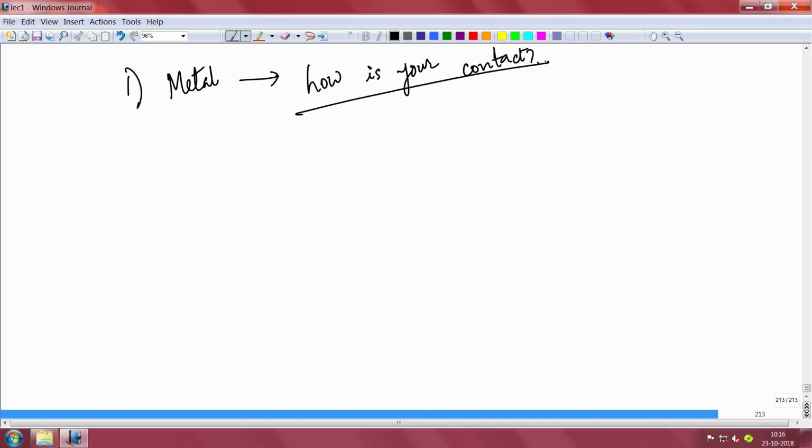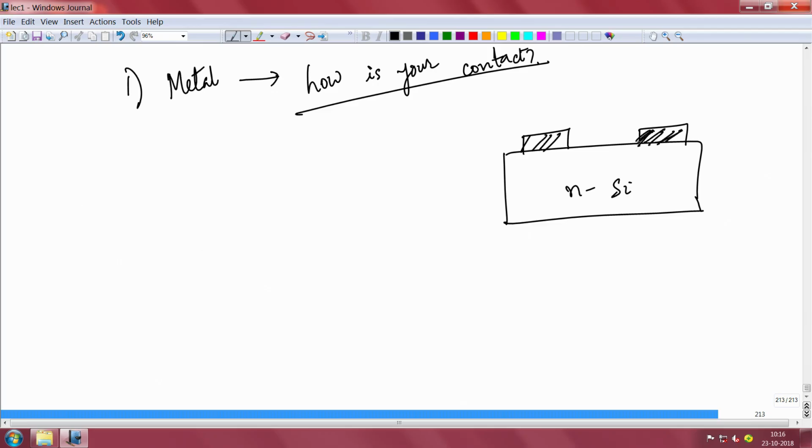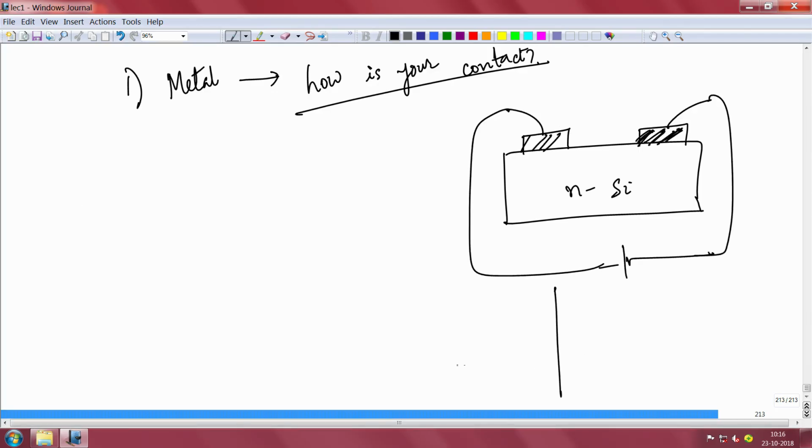What is the nature of the behavior of the current that you will measure across the junction? For example, if I put an n-type silicon, and I put two metals on it, say maybe titanium or maybe aluminum, and I measure the current-voltage characteristics between them, then I might get a curve. This is IV, by the way, current-voltage I am measuring.